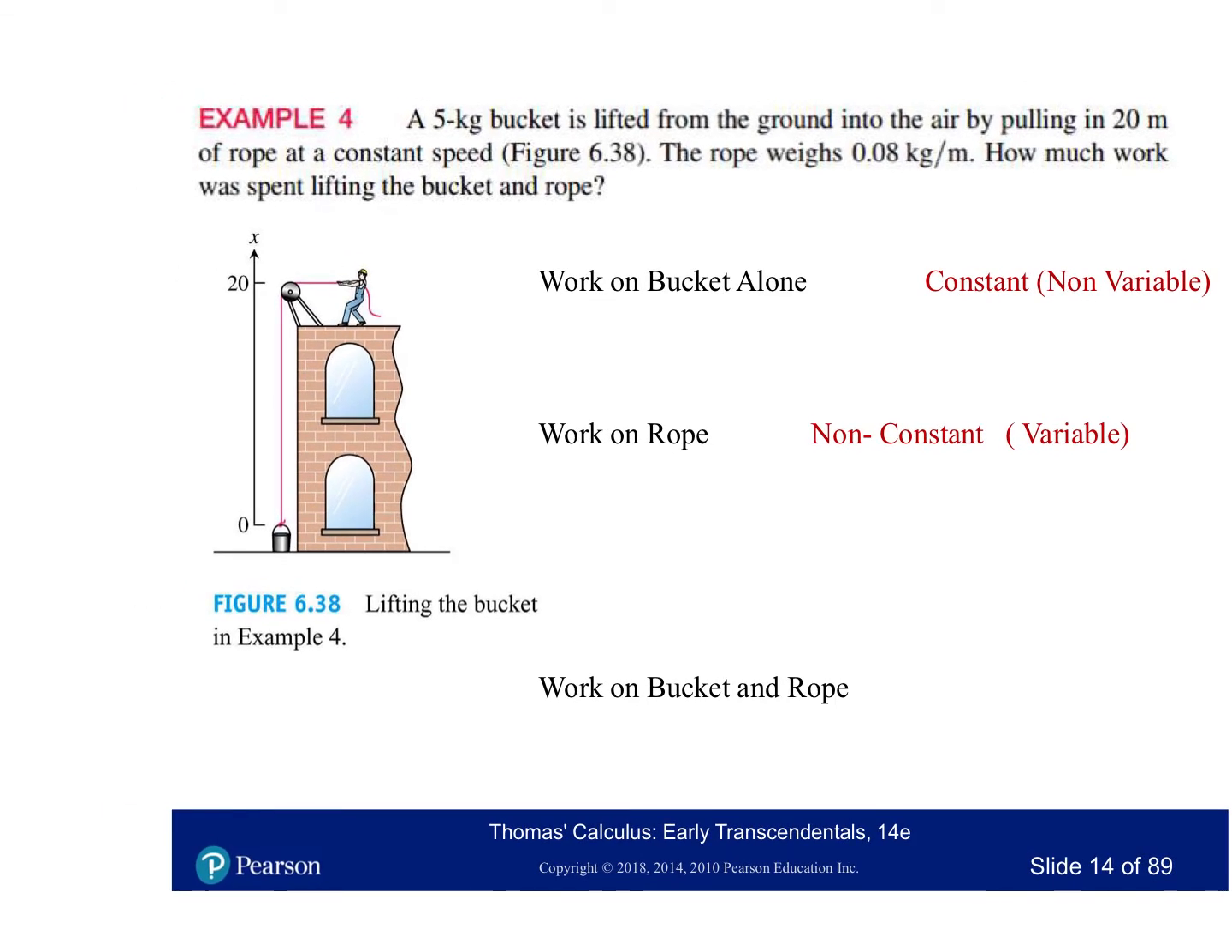A 5-kilogram bucket is lifted from the ground into the air by pulling on a 20-meter rope. And they're doing it at a constant speed. What does that mean? This person right here, he's just pulling it like pull, pull, pull. That means constant speed implies constant force of the bucket moving up.